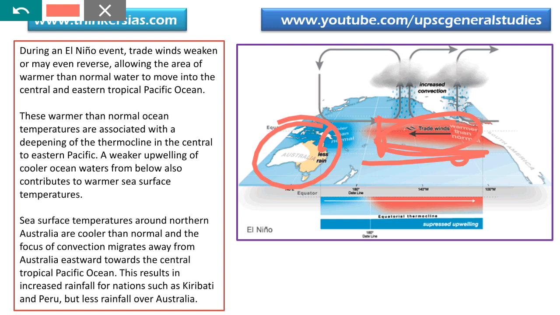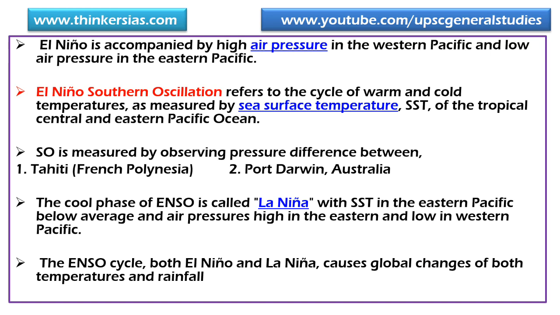Usually in Australia, because of the warmer climate, convection sets in motion and results in rainfall. But because of the cooler climate due to El Nino events, this convection shifts eastward towards the central and eastern Pacific Ocean, and this leads to rainfall there. This results in increased rainfall for nations such as Kiribati and Peru, but less rainfall over Australia. That is the reversal of sea surface temperature.